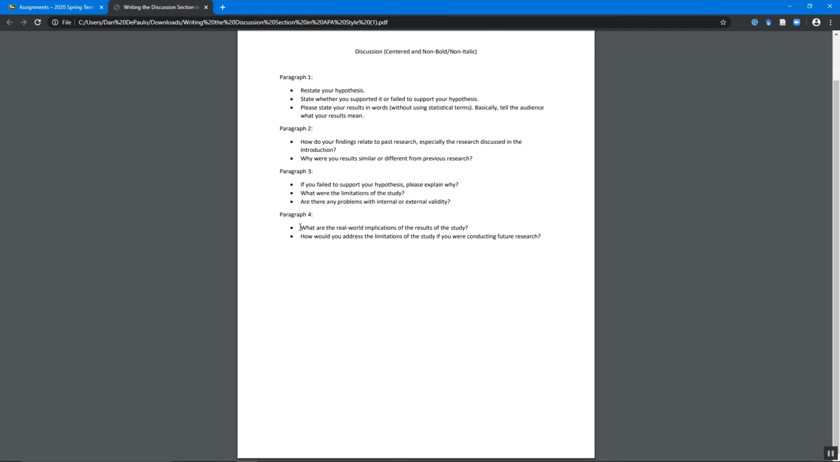Paragraph 4, what are the real world implications of the results of the study? Well, they're limited here, but they do tell you about sleep and performance on visual spatial tasks. So if you haven't heard enough about sleep being good for you, this is a result. Even with a small sample, we found this result that shows that sleep is important. So you need to get your sleep. And if sleep is important for visual spatial abilities, it's important for other cognitive abilities as well.